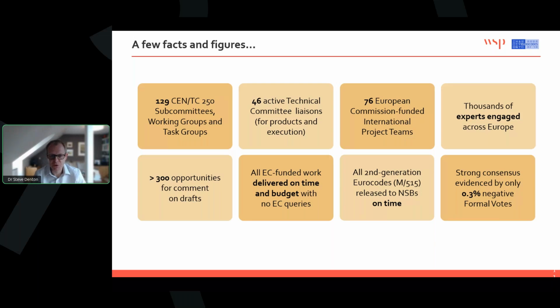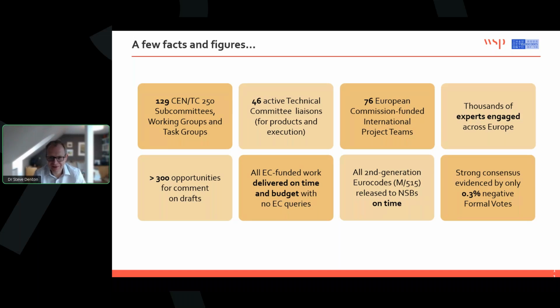As I mentioned, the Eurocodes sit within the broader family of European standards for construction. And so the interfaces across the product standards, execution standards, testing standards is really fundamental. And so throughout this program, we've had active liaisons with 46 different technical committees to try and make sure that there is full alignment between all of the different standards that are referenced and interface within those families of standards for the construction sector. During the program, we established through international competitions 76 European Commission funded international project teams who did a lot of the core work. And again, it starts to give you a flavor of the scale of the effort.